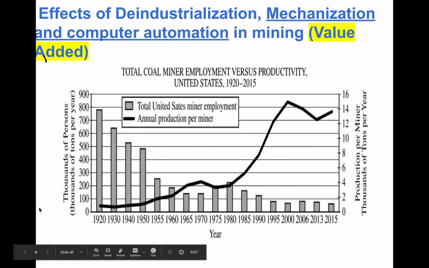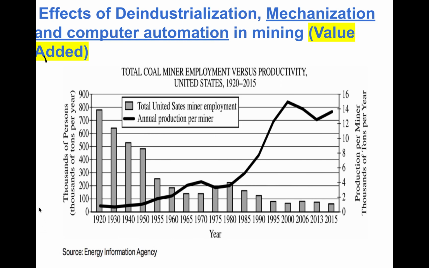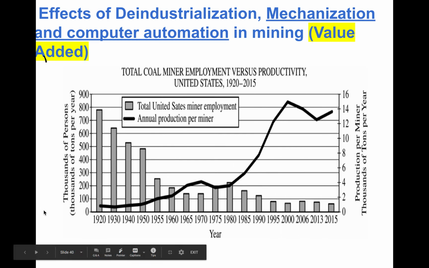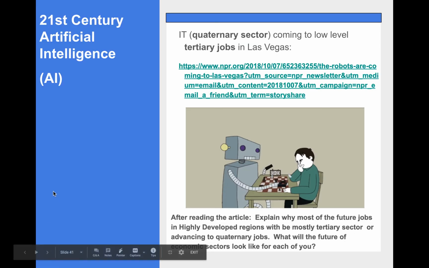We see deindustrialization, which we'll talk about next unit. We see the movement of computer automation. This is just an example of value added with productivity. Again, advancements of technology, in this case, automation. Here's an example of automation within a retail service job.